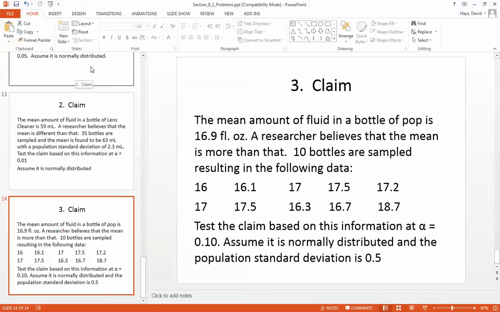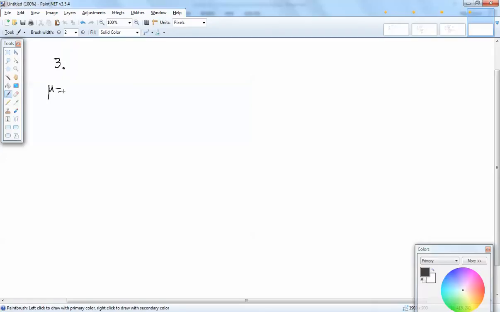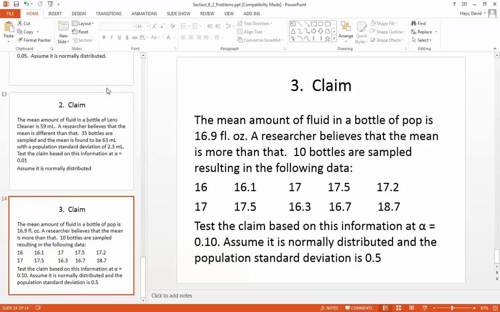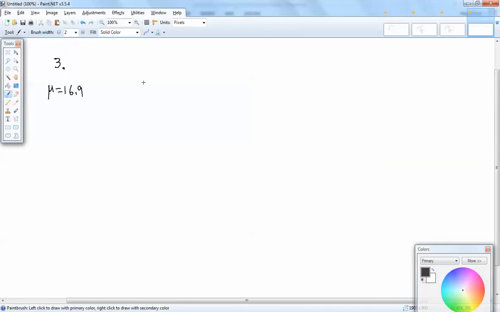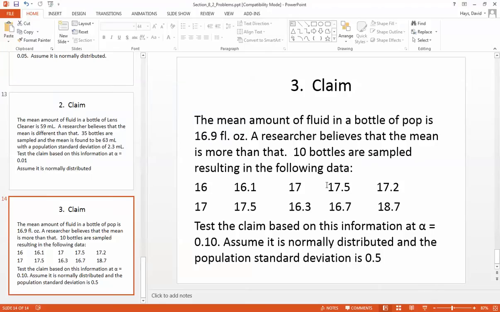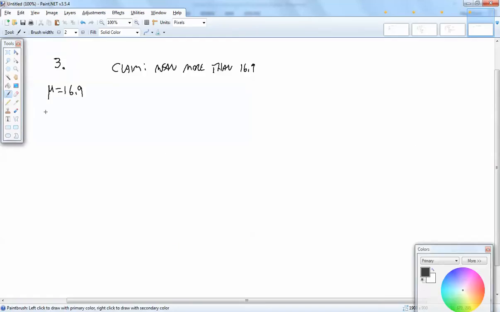The mean amount of fluid in a bottle of pop is 16.9. So they're telling us that the old mean is 16.9. It's mu, the population mean, because it doesn't refer to a sample at all. A researcher believes that the mean is more than that. Yeah, that sounds like a claim. So mean more than 16.9. And 10 bottles are sampled, so N is 10.